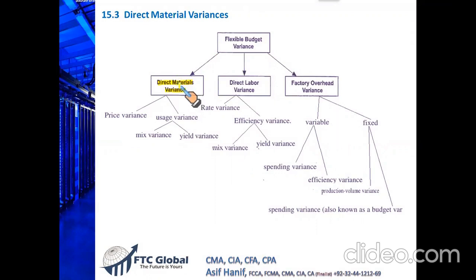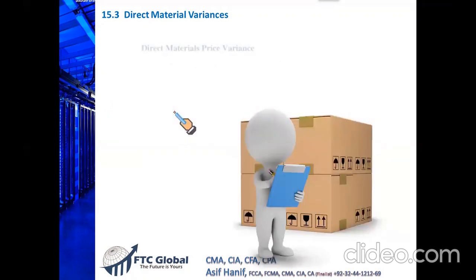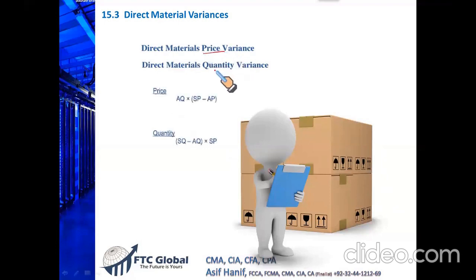So this material variance is split into material price variance and the usage variance. Price variance will calculate whether we bought material at a higher price or lower price than the standard, and usage variance will calculate whether we used more quantity than the standard or less quantity. So let us see the formulas that we use. These are the formulas we use to calculate the material price variance and the quantity variance.